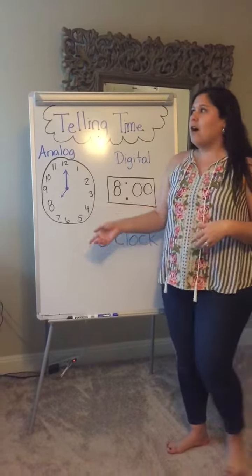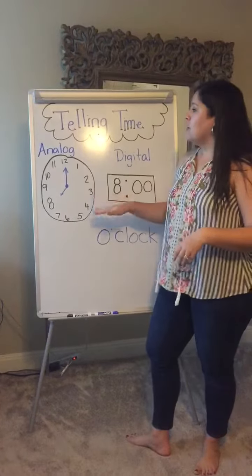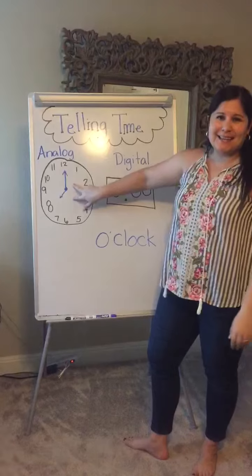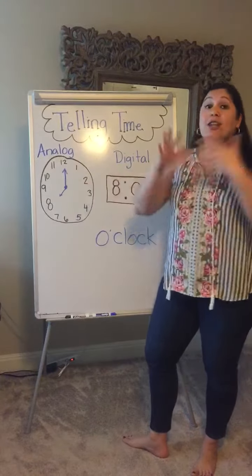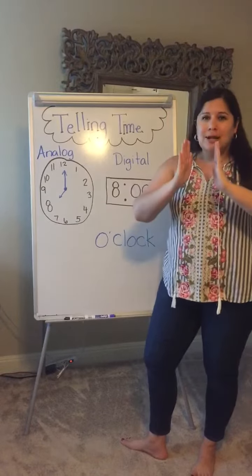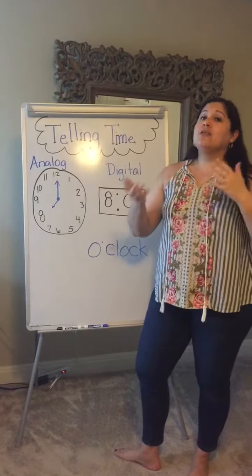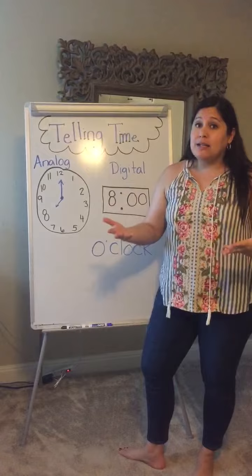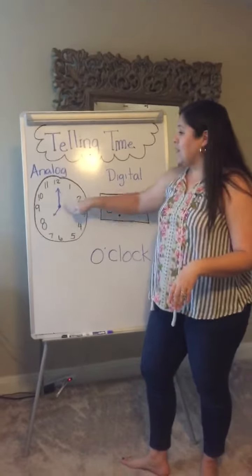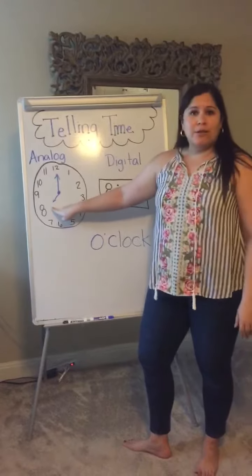So on the analog clock, as I was saying, there's a circle and it has numbers 1 through 12, and then there's two hands on this clock. There's the long hand, which is the minute hand, and then there's the short hand, which is the hour hand. So depending on where those hands are pointing to will tell you what time it is. So the minute hand points to the minute, and the hour hand is going to point to the hour.